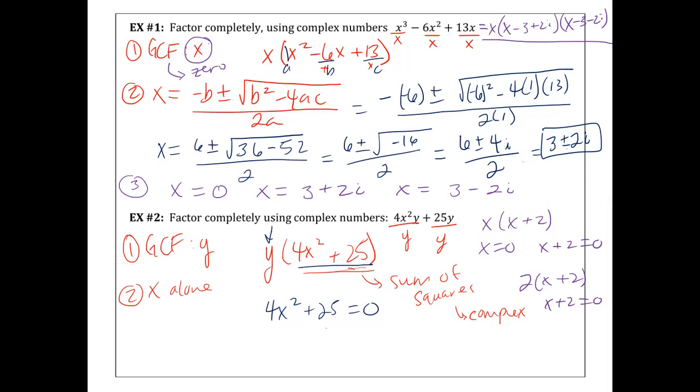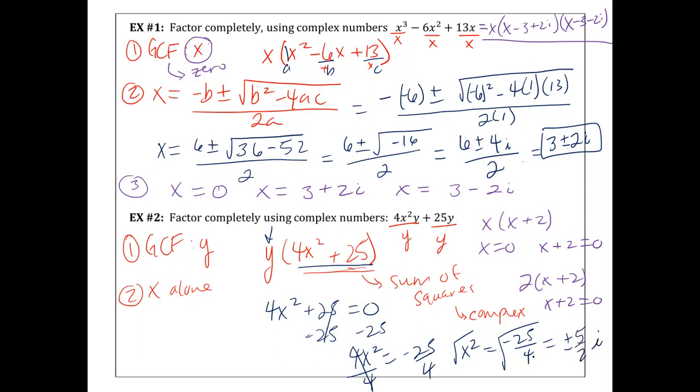Does that make sense? So instead of using the quadratic formula and going through all this, I'm just going to subtract 25. And I'm left with 4x squared equals negative 25. Divide by 4. And I'm left with x squared equals negative 25 divided by 4, and take the square root. So the square root of negative 25 over 4 is plus or minus 5/2 i.